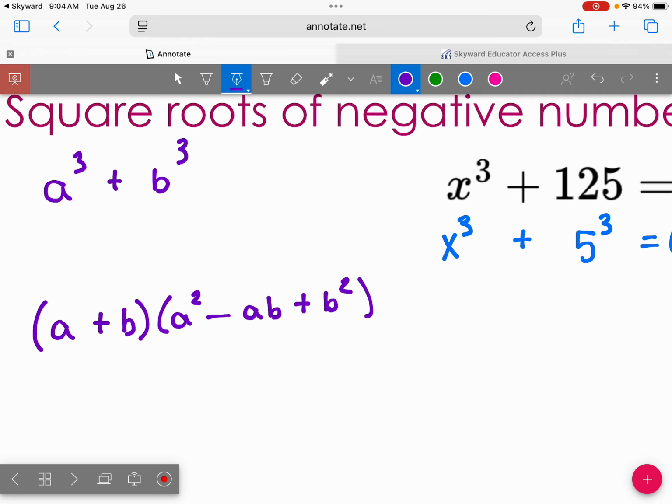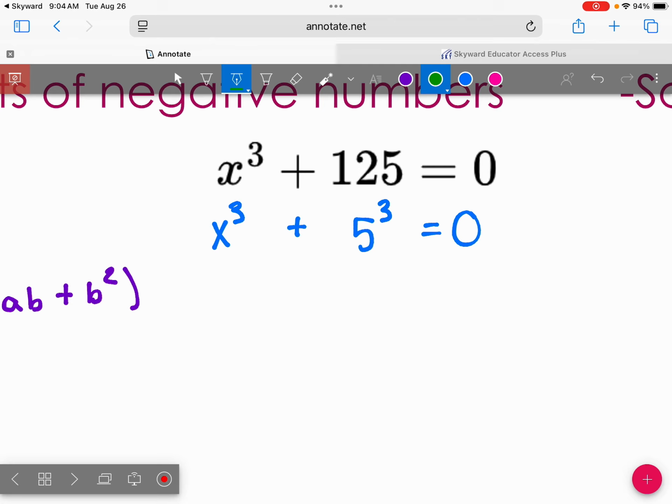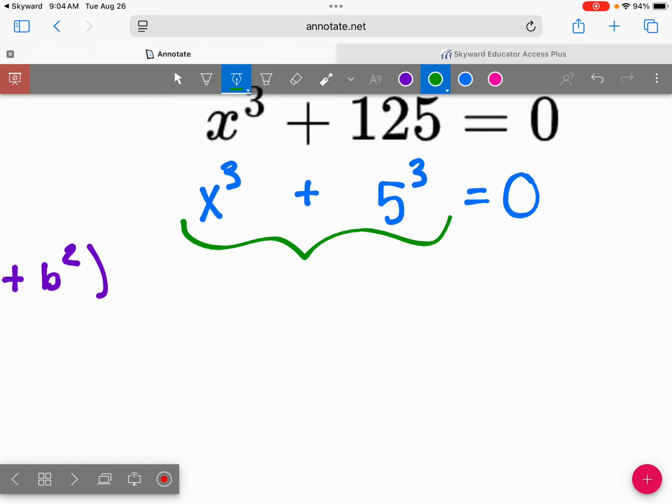We do need to know that. So if that's something we don't remember, work on it. Because we need to know that. Because I can put this into factored form. I can get this piece factored with very little work just following that pattern. Because my a here is going to be an x. So our first piece is going to be our x with our plus and a 5.